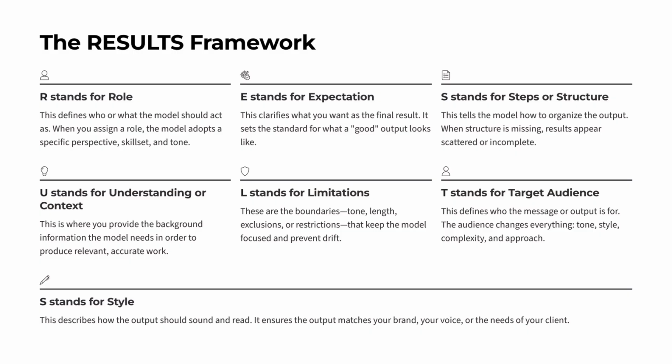Now, let's walk through the 7 components at a high level. The R stands for role. This defines who or what the model should act as. When you assign a role, the model adopts a specific perspective, skill set, and tone. E stands for expectation. This clarifies what you want as the final result. It sets the standard for what a good output looks like.